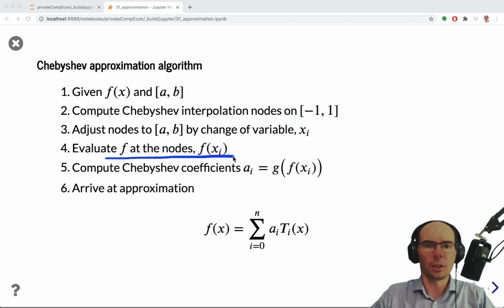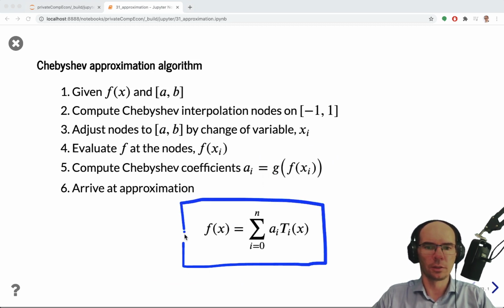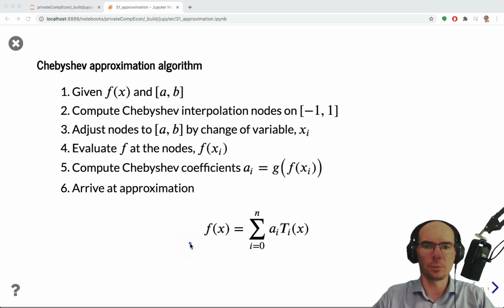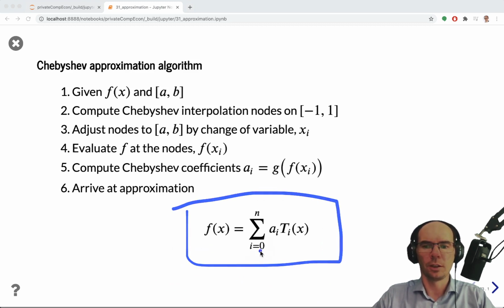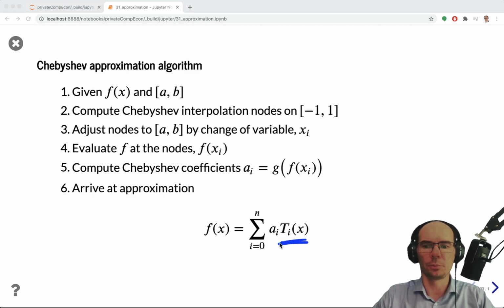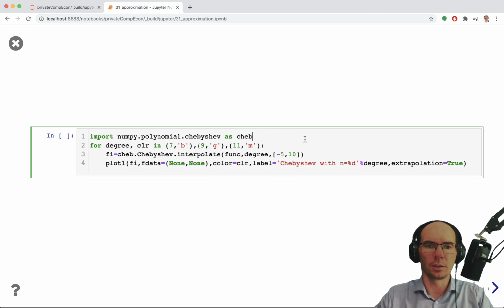We have to evaluate f, the function of interest, at those nodes, and then compute the Chebyshev coefficients in this simple way, where g are the Chebyshev polynomials, and then we have this. And then we have this approximation, which is just the linear combination of known polynomials of x. And as I said, this is all done automatically in Python in this little code.